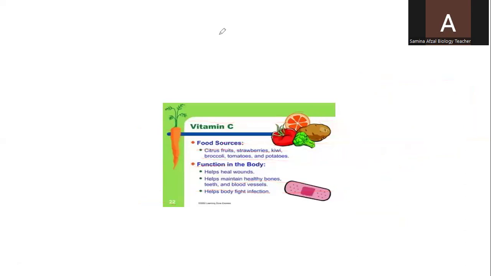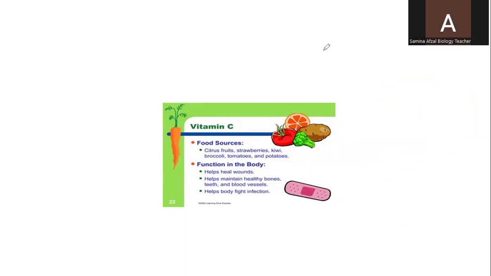Next, we are going to discuss the different types of vitamins. You know, vitamins are available in the body in very small amounts. They should be present in the body, because if they are not present, they can cause different diseases.